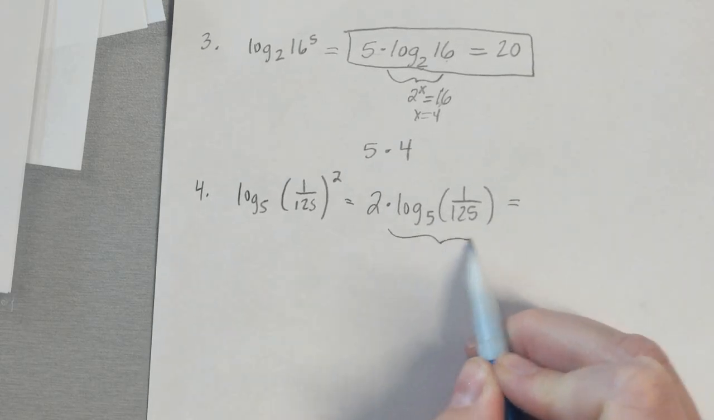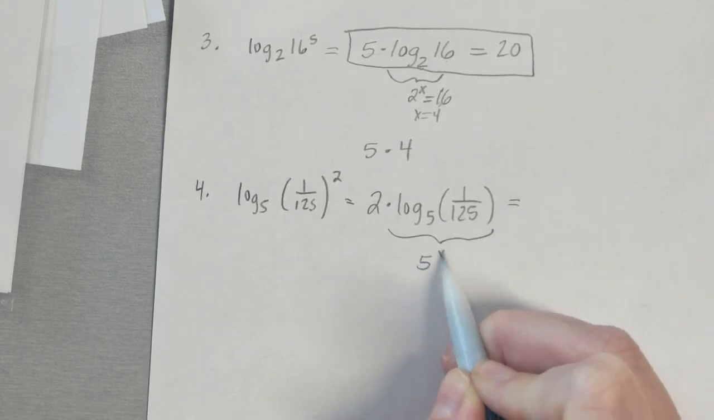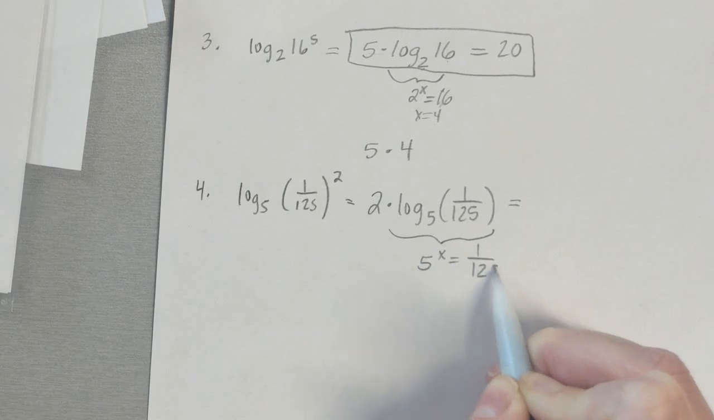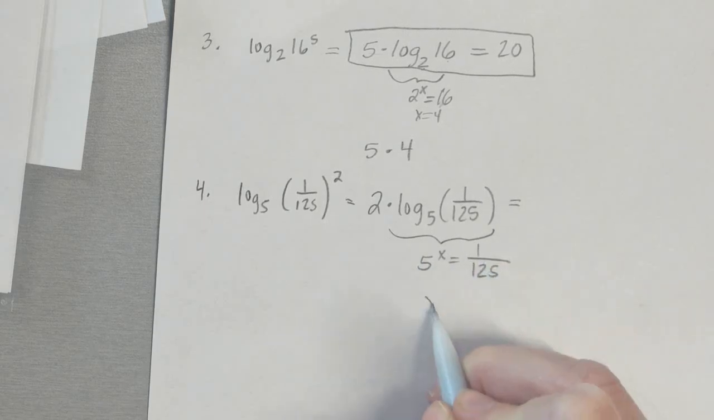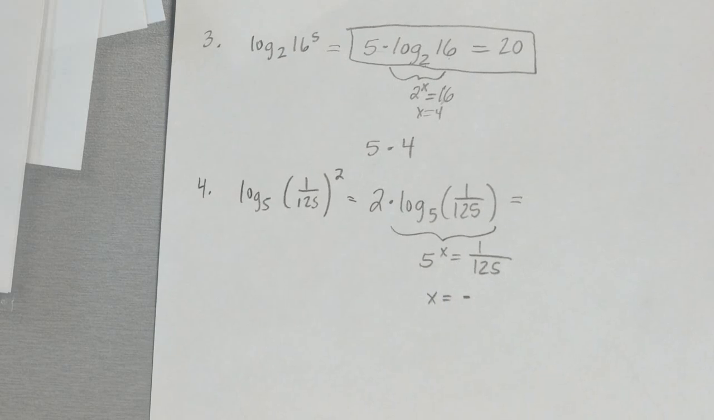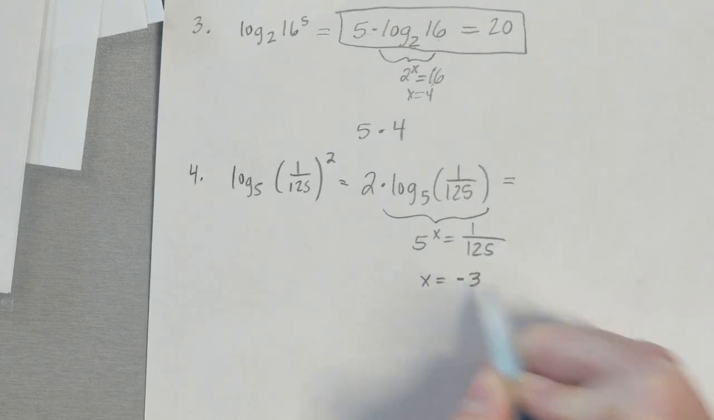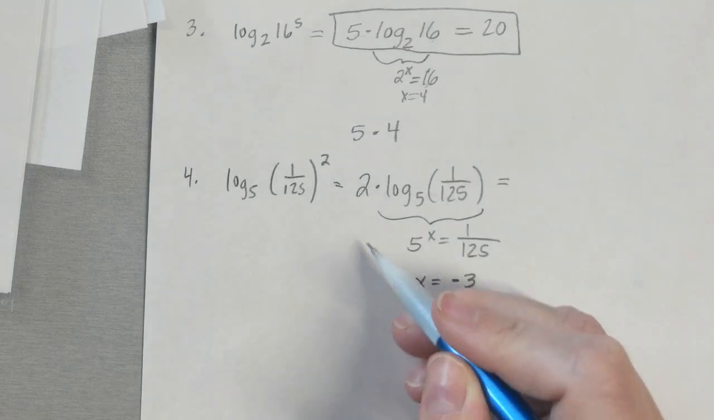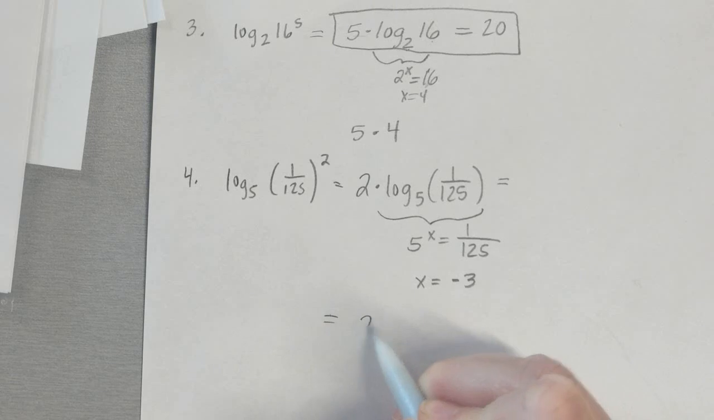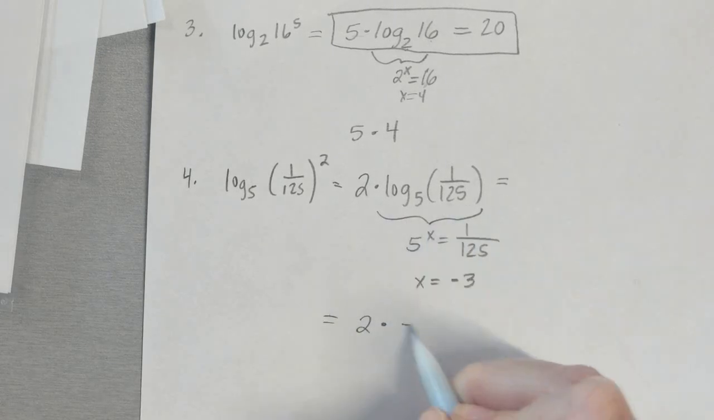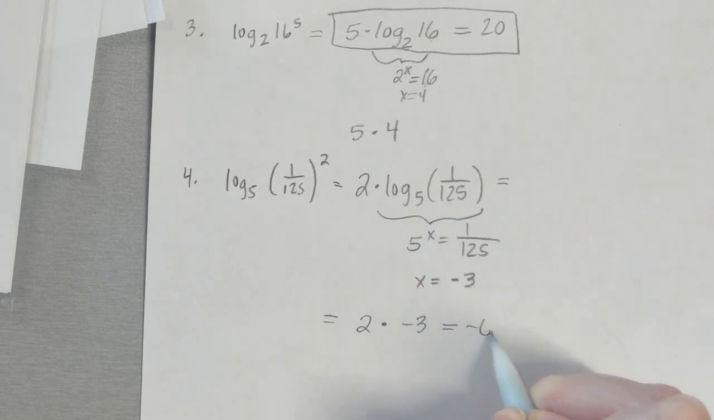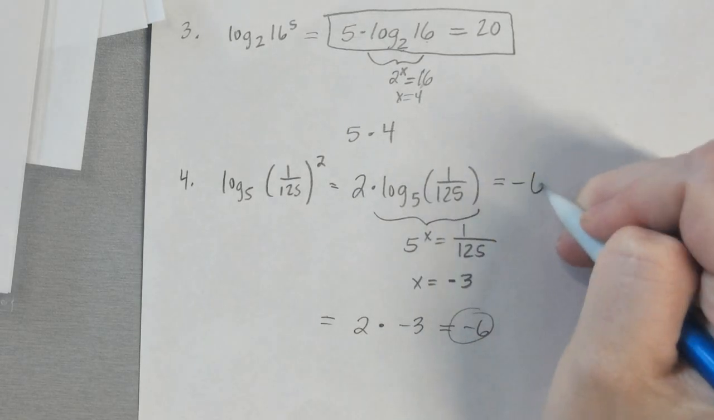So the part that you're simplifying is the log. 5 to what power is 1 over 125? Now the 1 over should be a big hint that your answer is going to be negative. And 5 to what power is 125? 3. So this will be negative 3. So then when you're doing this, what you're doing is 2 times, this becomes negative 3. So the whole thing is equal to negative 6.